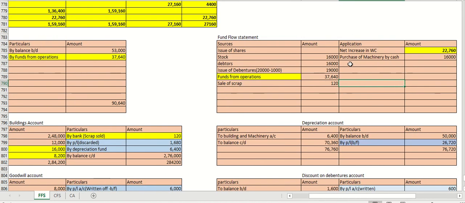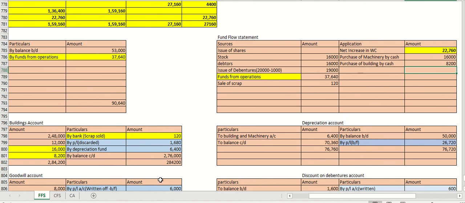So purchase of machinery by cash, again by cash, which is 8,400, that we will account it. 8,200, that is a balancing figure in your buildings account, so that we will account it. But what we have purchased in machinery with the help of issuing shares, we will not account it.